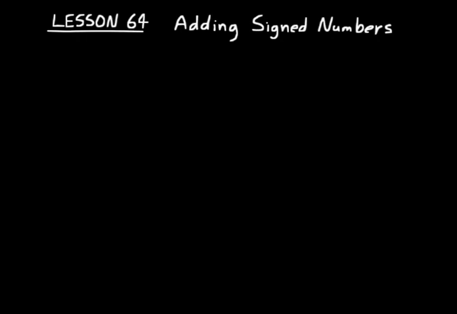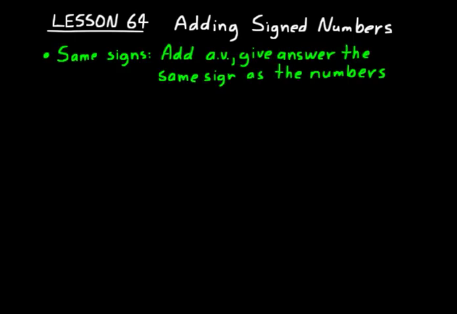Lesson 64 is about adding signed numbers. In Lesson 59, we learned about adding integers on the number line, using a number line visualized in our head to help us add positive and negative integers together. Or in other words, signed numbers, numbers that have a plus or a minus sign in front of them. Well, in this lesson we're going to graduate from the number line concept, and we're going to learn some new steps on adding really big signed numbers together.